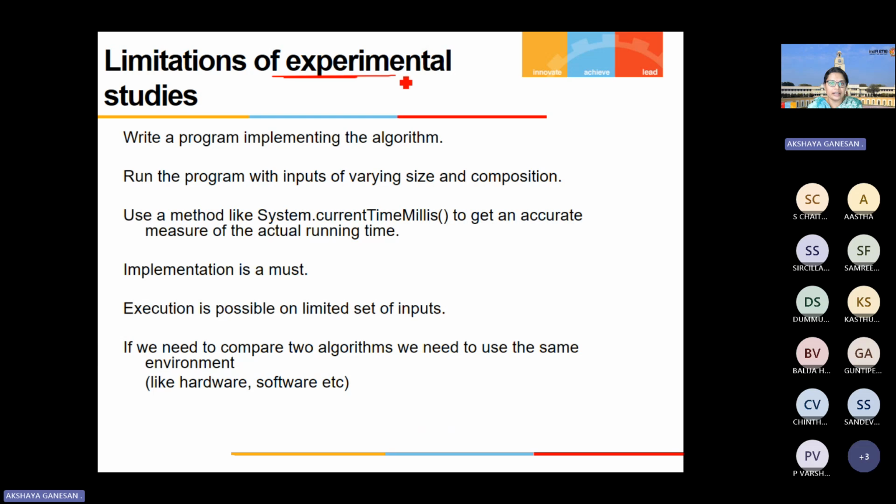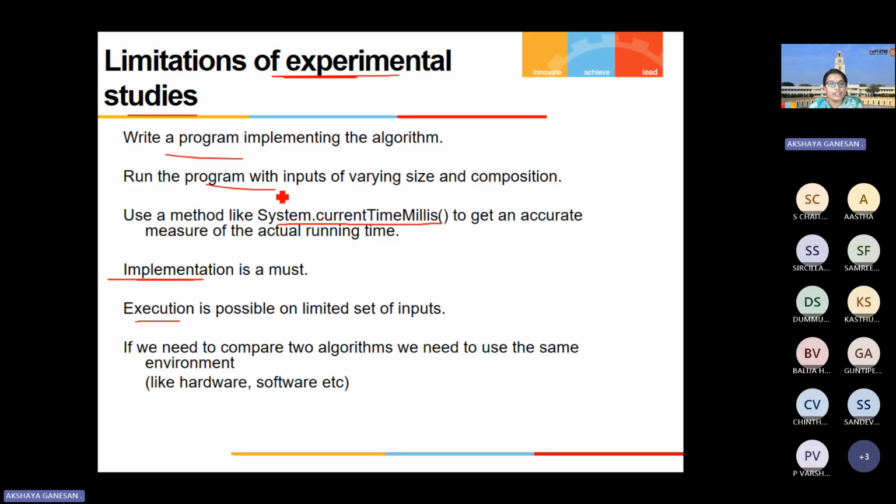So this I explained in the last class. What is the problem with the experimental study? You write the algorithm, you implement it in a program, you run the program with the input size, then you use measurements like current milliseconds to measure the accurate time. Implementation is a must, and execution is highly biased based on the current input instance on which you have run.